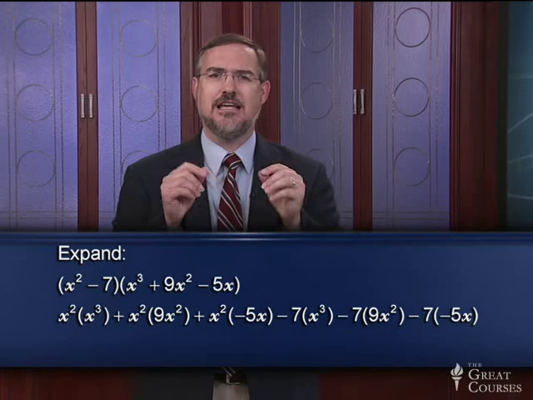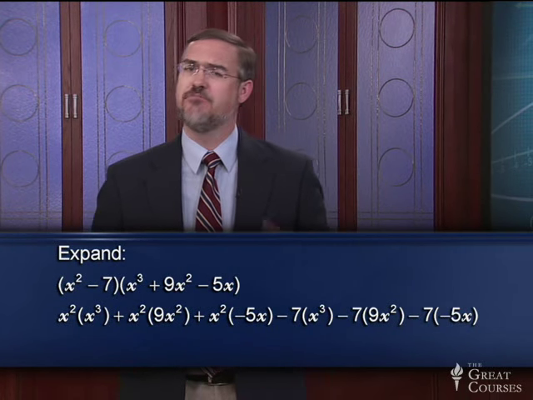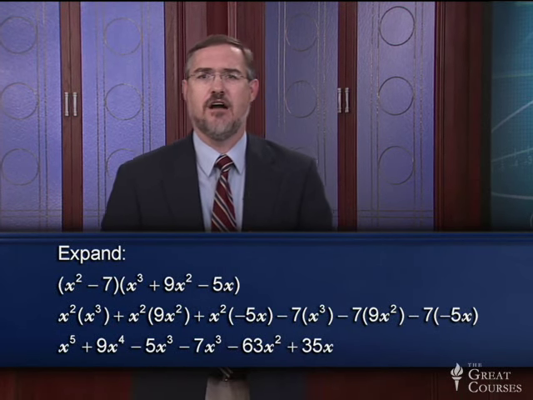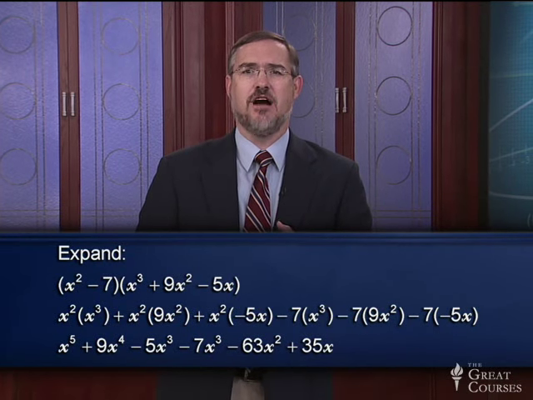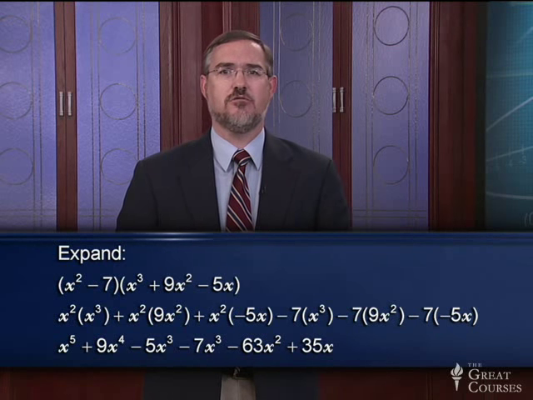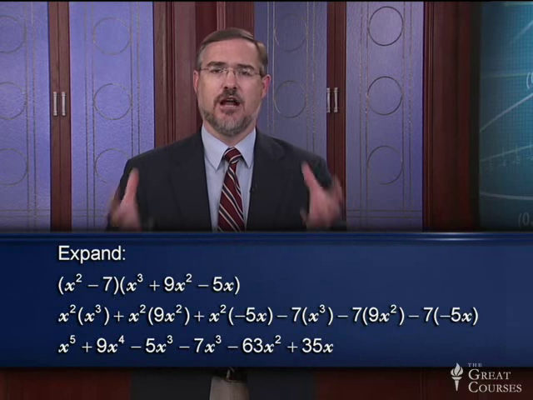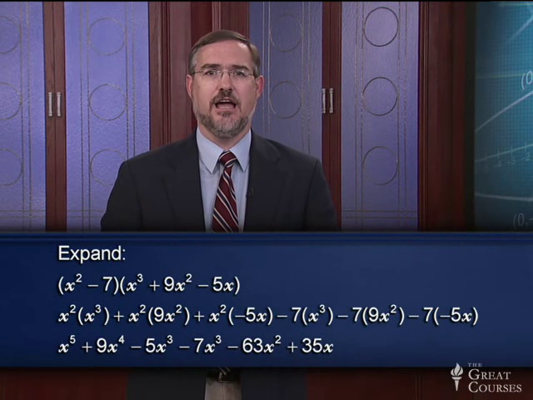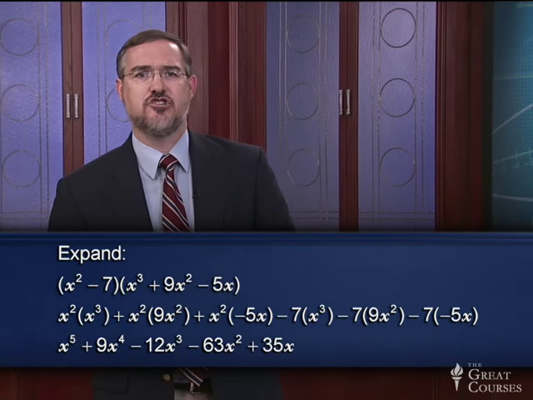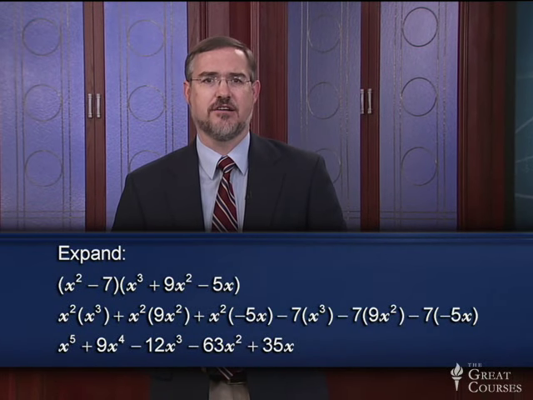And now I can start doing the multiplications in each of those 6 and simplifying those. And when I do that, I'll have x to the 5th plus 9x to the 4th minus 5x cubed, minus 7x cubed minus 63x squared plus 35x. And when I combine those like terms together, I'm going to have x to the 5th plus 9x to the 4th minus 12x cubed minus 63x squared plus 35x.